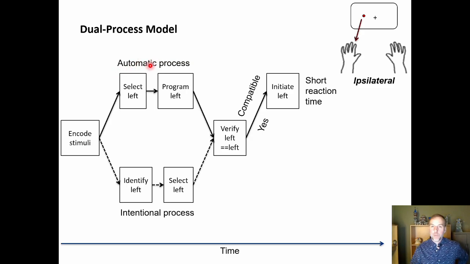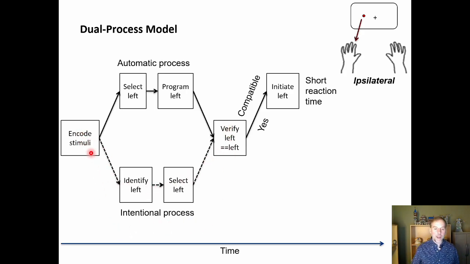Now, the automatic process, based on its name, is going to do the most automatic, reflexive, obvious thing to do in this situation. It knows that there's a stimulus on the left. It says, great, something on the left. Obvious thing to do is to select a left response. So it selects a left response. Because it made that decision so quickly, it says, well, I'm also going to program that response. So it does response programming and prepares a left response. And then it's going to check what the other pathway decided.